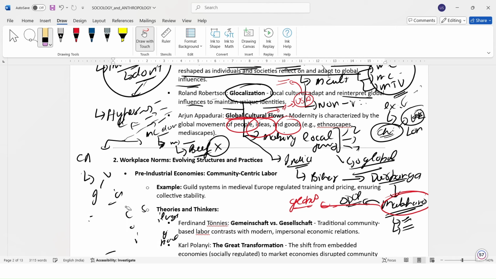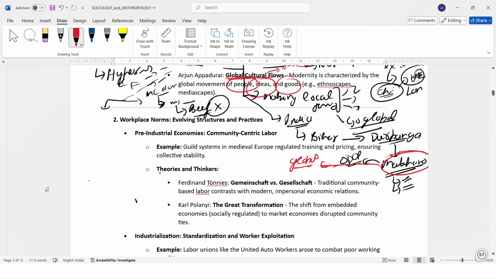I'll just erase this part so that there is... Yeah, wait. Just give me a second. Yep, that's fine. Wait. Yeah.